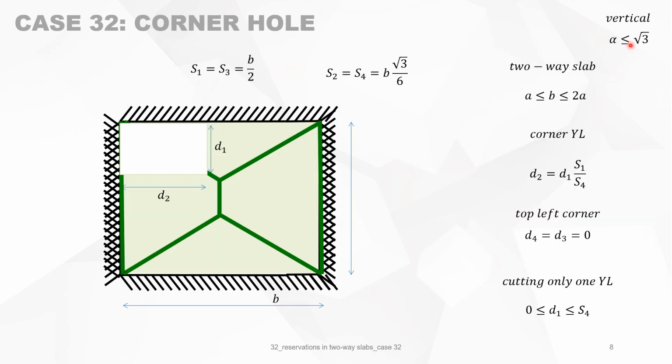In case that alpha is smaller than square root of 3, we have the vertical pattern. Again, we know it's a two-way slab. This condition applies. The yield line is at the corner and it follows the yield line. So D2 over D1 is equal to S1 over S4. Top left corner means D4 and D3 are 0. And cutting only one yield line means it goes from there to there and not passing this. There's the condition on it. We know the values of S1 to S4 for the vertical pattern.